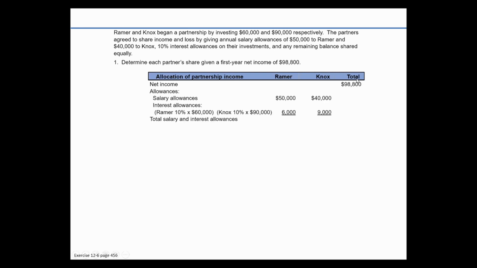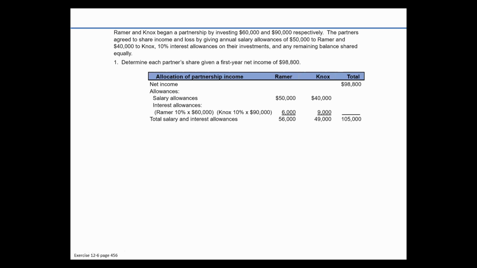So again, net income, we see they had a total of $98,800, and then the salary allowance they have is Raymer 50, Knox 40, and then they have the amount based on the investment, their interest. So 10% of 60,000 is 6,000, 10% of 90,000 is 9,000. So that means that Raymer's total salary and interest is 56,000, Knox's is 49,000. So that brings us to a total of 105,000. Well, guess what? That's more than the net income that they have.